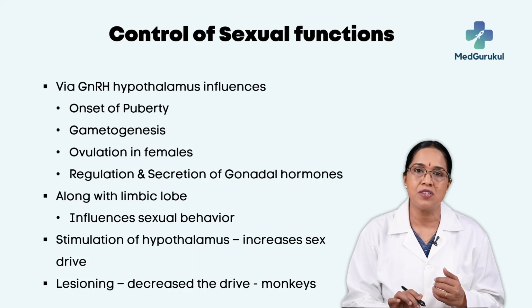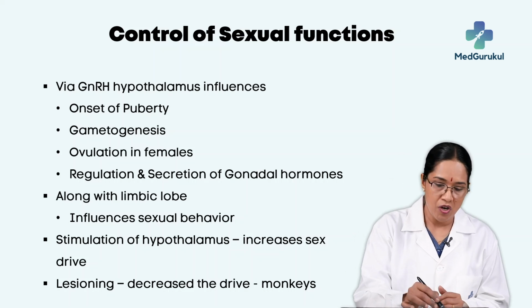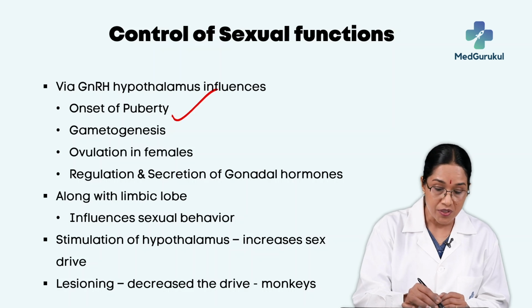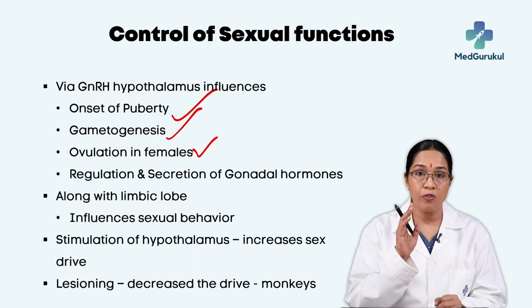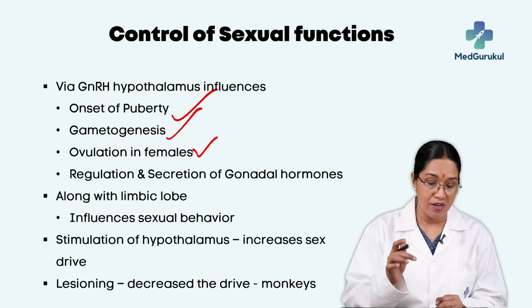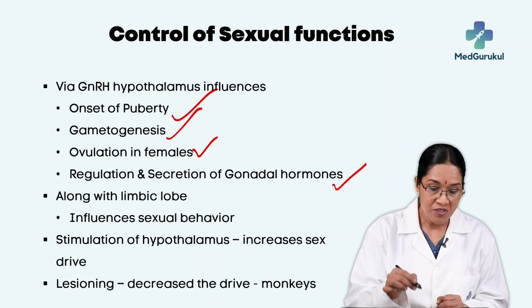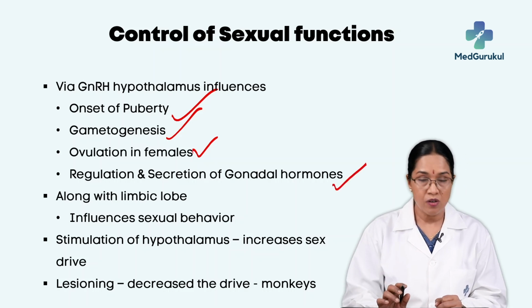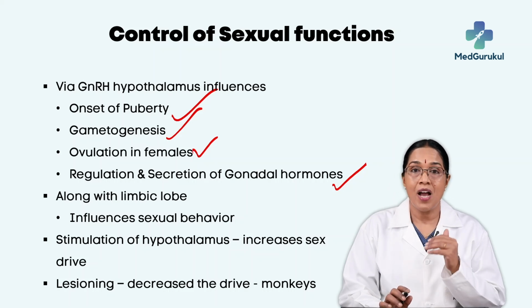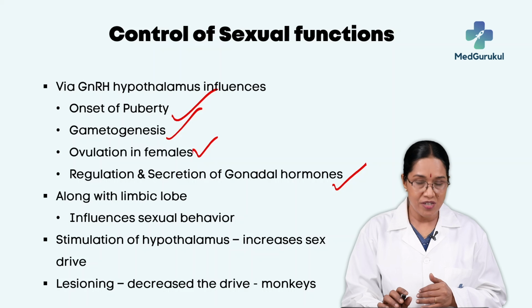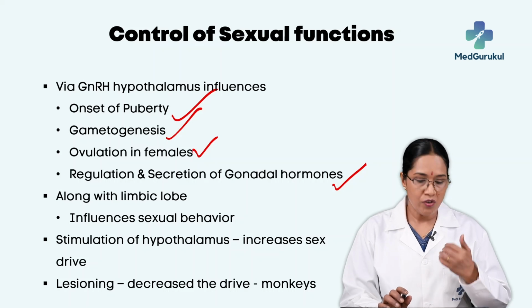Now, what sexual functions are we referring to here? The onset of puberty, gametogenesis, the ovulation which needs to happen on the 14th day of the menstrual cycle in females, and the regulation and secretion of the gonadal hormones. Along with the limbic lobe, the hypothalamus is also coordinating the sexual behavior of the person.